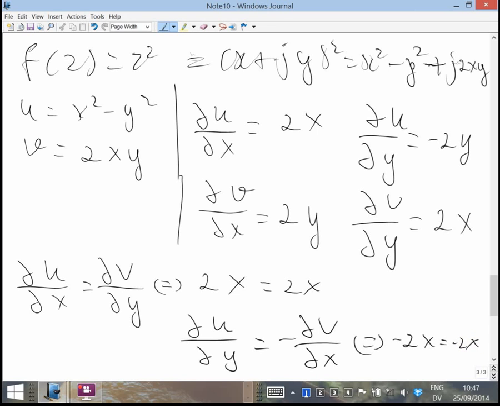Okay, so the Cauchy-Riemann condition is solved. That's good news, meaning that the function has a derivative. Yes. Can you calculate the derivative? And how to move it?